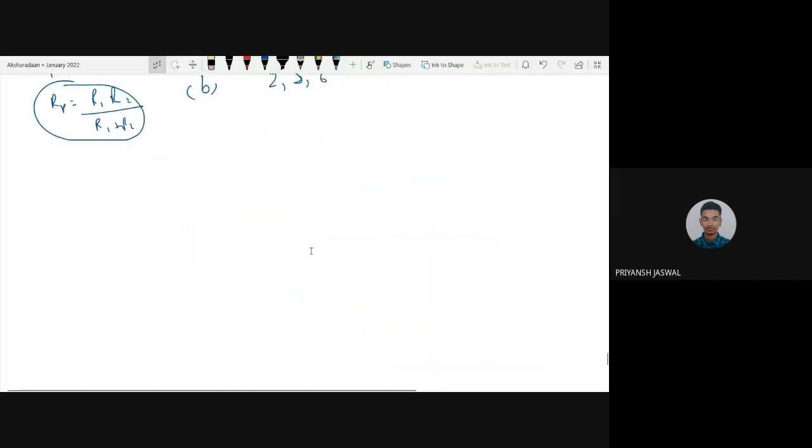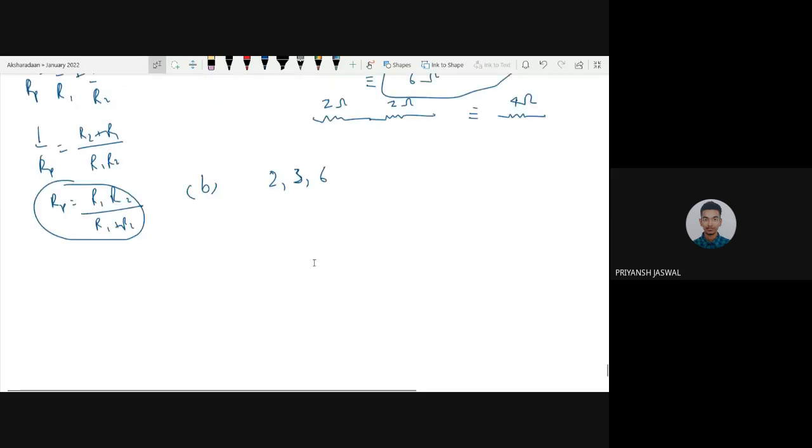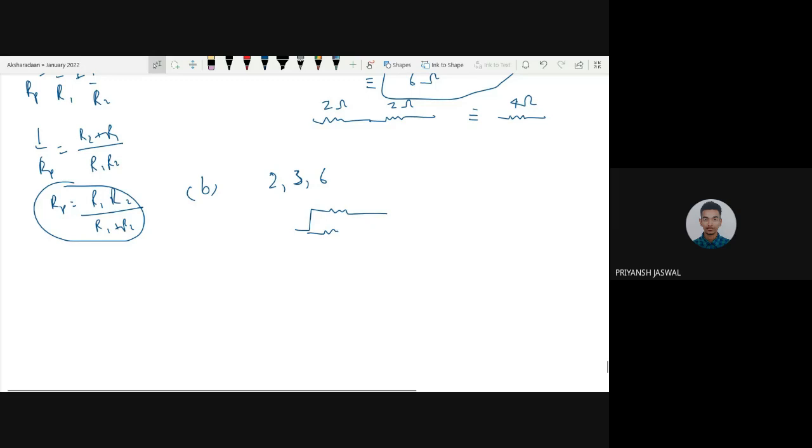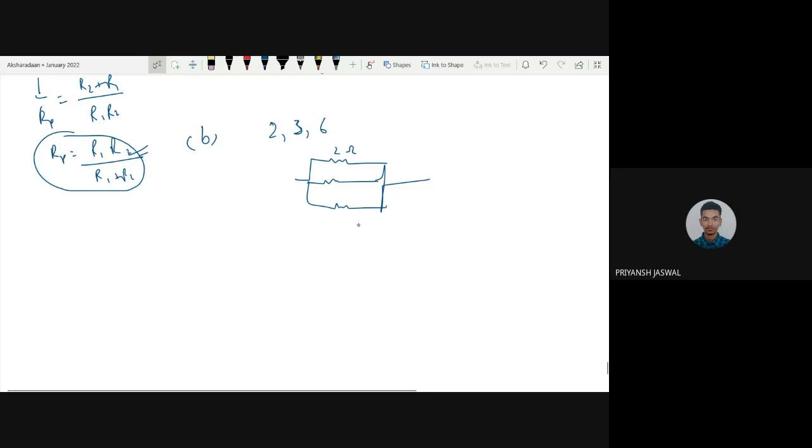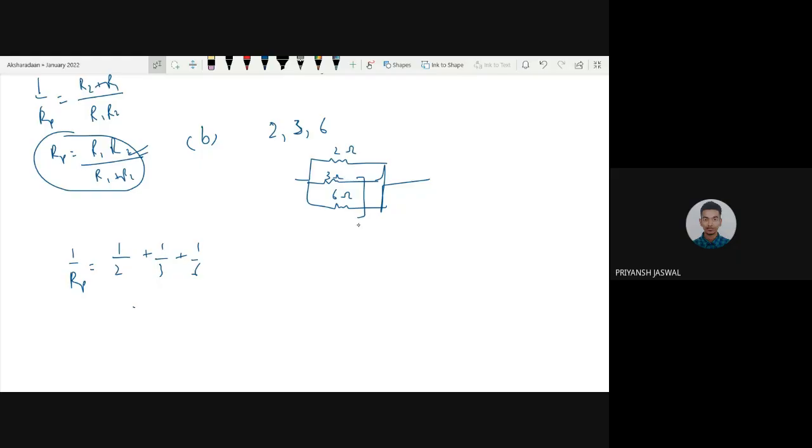So let's see here if we connect all of them in parallel. That formula with R1, R2 works for only 2 resistances at a time. You can apply it here also, but in a slightly different manner. I'll show it to you. 1 by RP equals 1 by 2 plus 1 by 3 plus 1 by 6. The LCM is 6, so 3 plus 2 plus 1 is 6 by 6, which is 1. This implies RP equals 1 ohm.